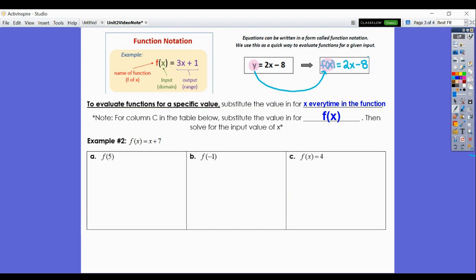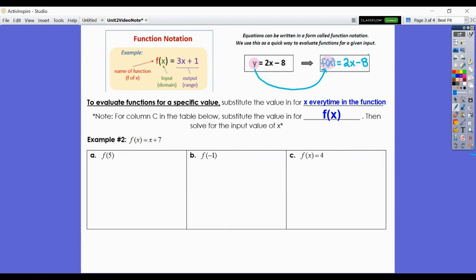To evaluate functions for a specific value, we substitute the value in for x every time it appears in the function. Note that for column C in the tables below, we will substitute the value in for f of x entirely, then solve for the input value of x. We'll get to that column when we go to example C. But let's look at example number 2. We have our function up here. I'll highlight it in light pink: f of x equals x plus 7.